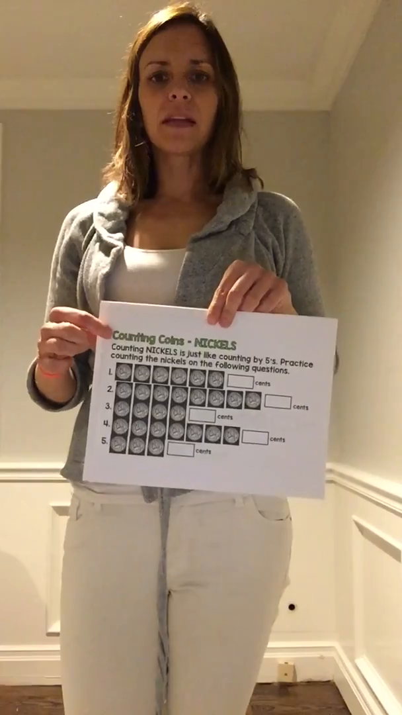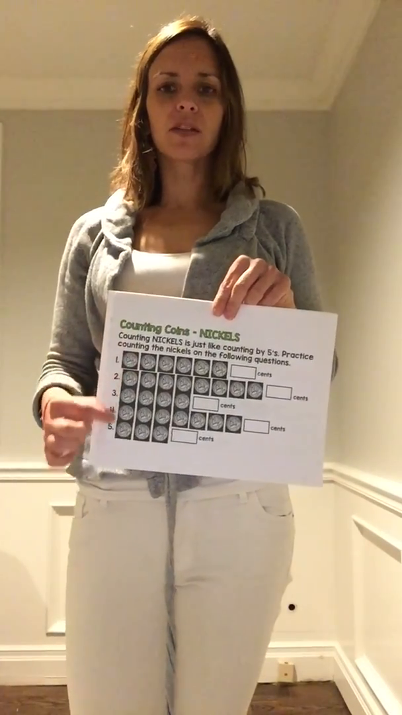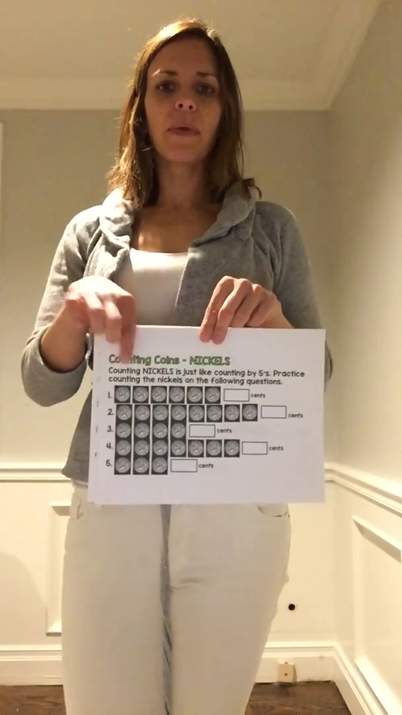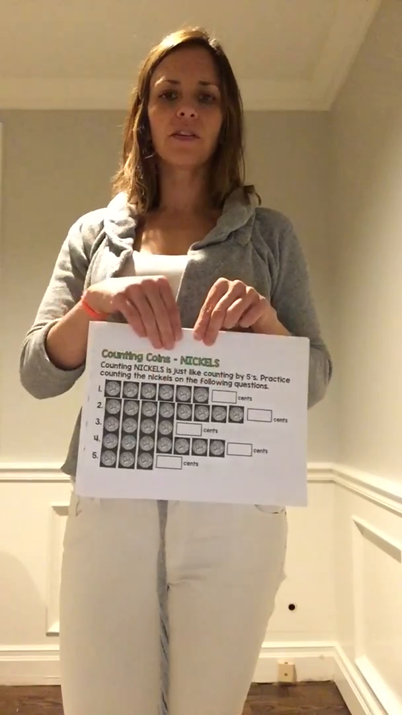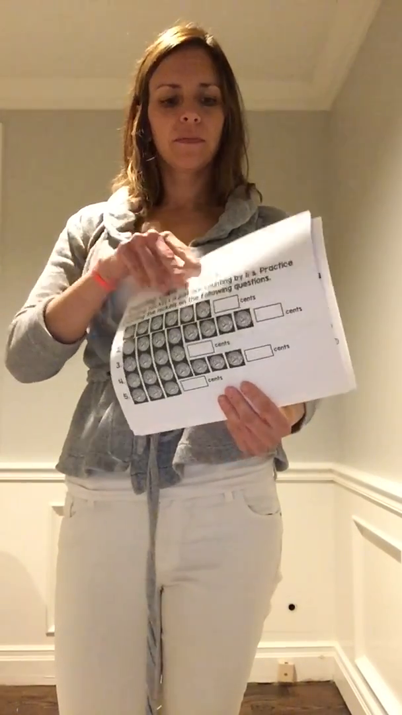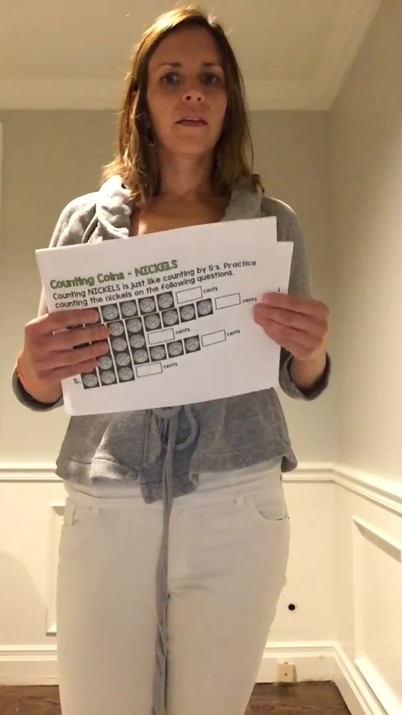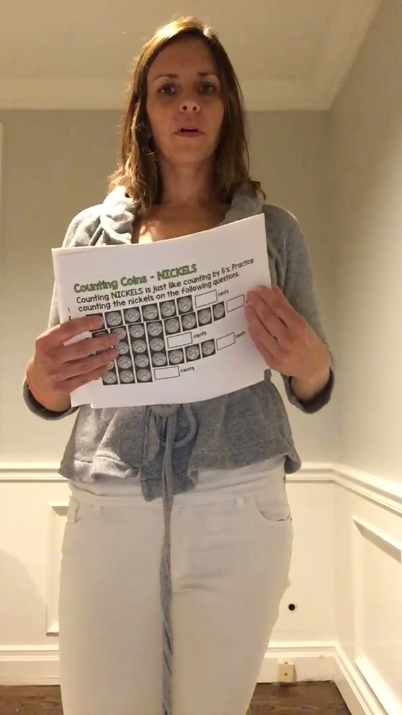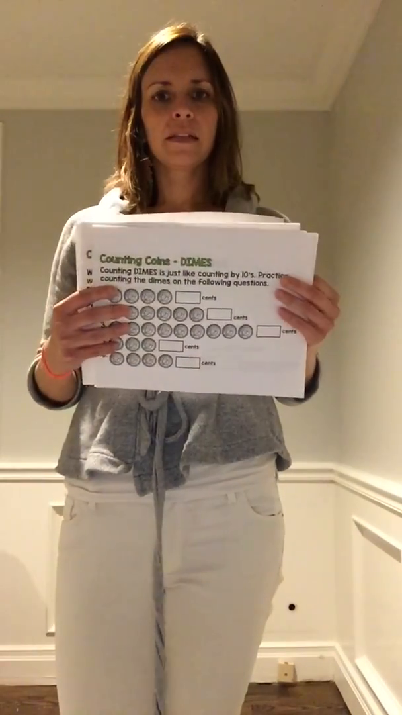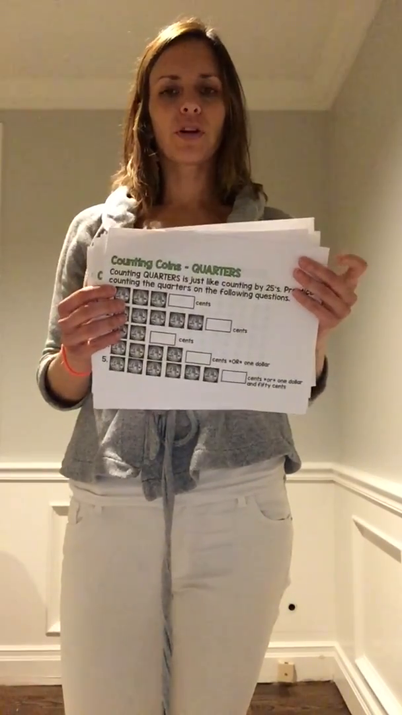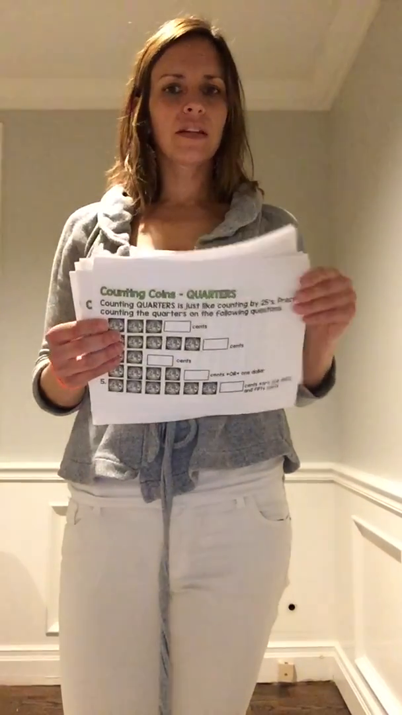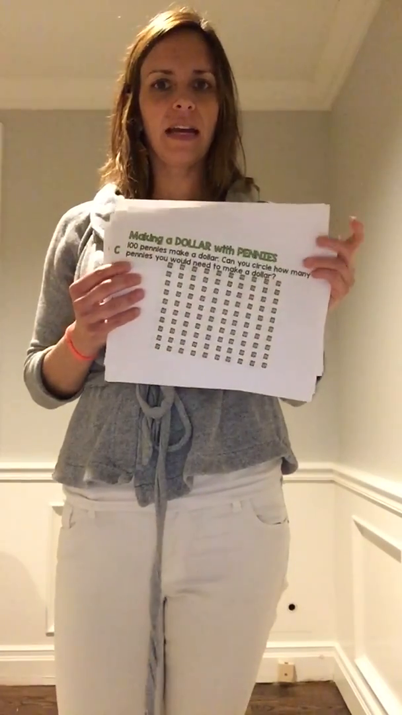And finally on Friday, we're going to finish the rest of these papers. This is the same as the pennies. You're going to count by nickels. So on each one, you're going to tell me how many cents there are of nickels. And you're going to do the same for dimes and quarters.